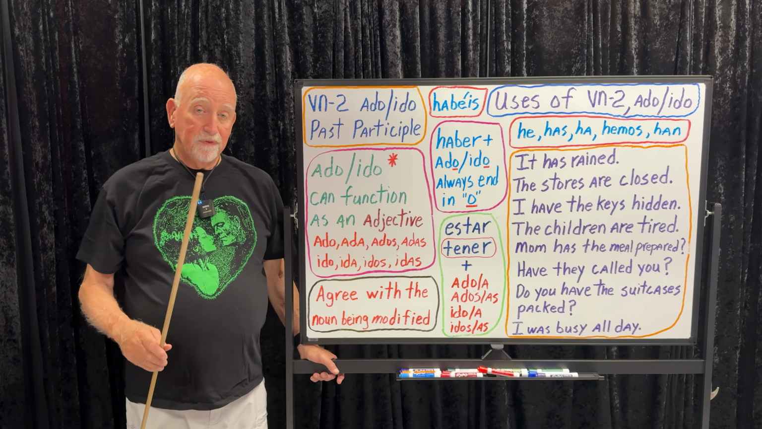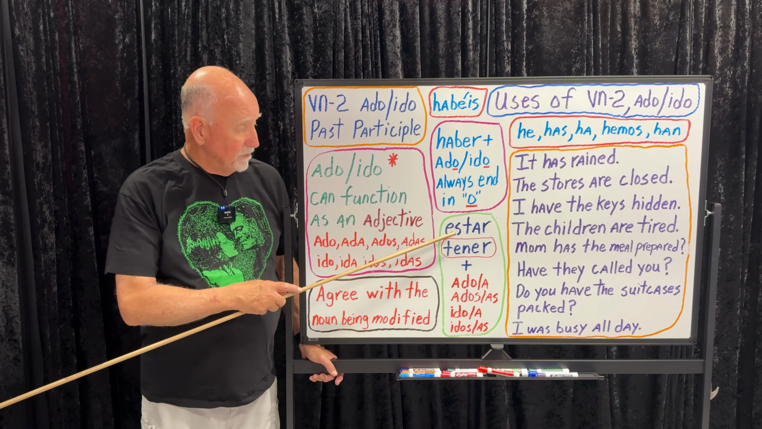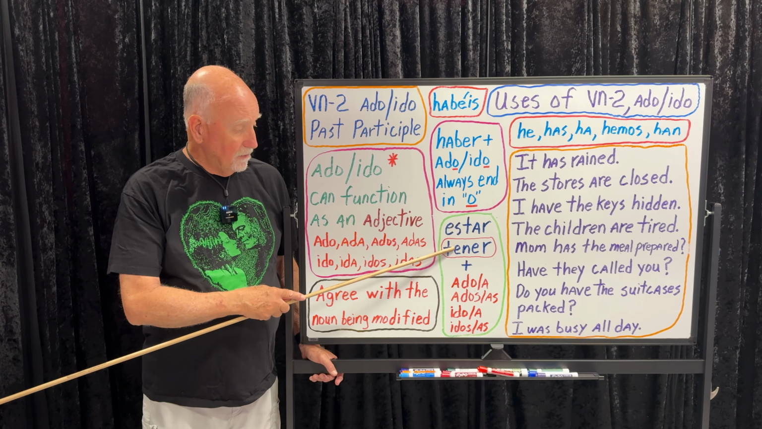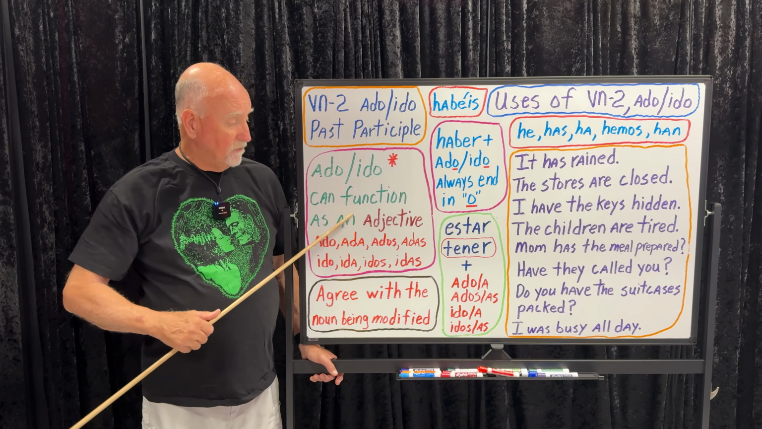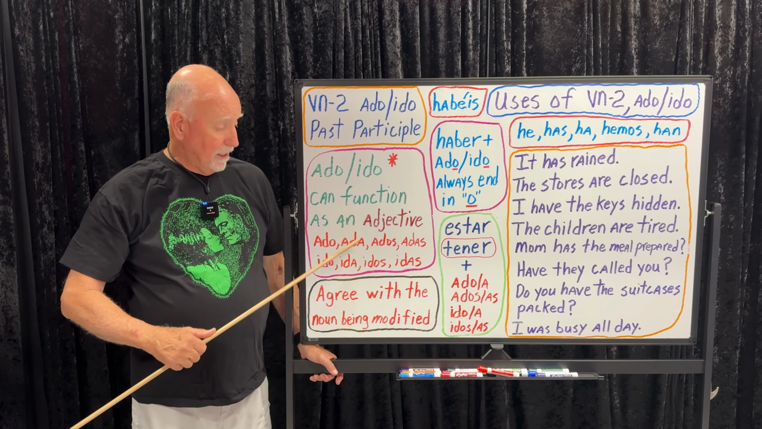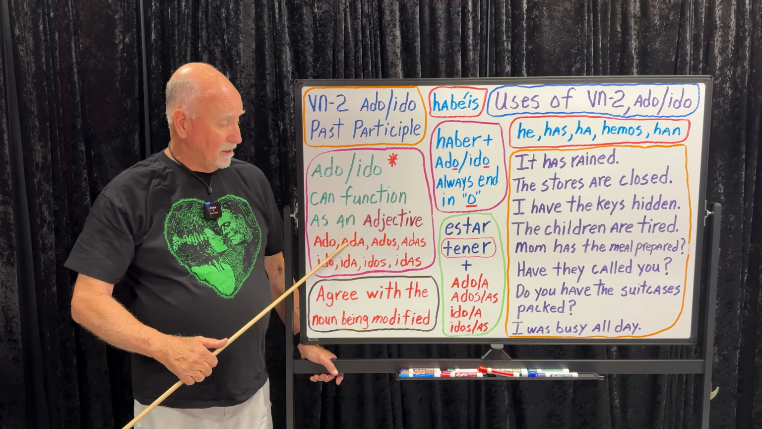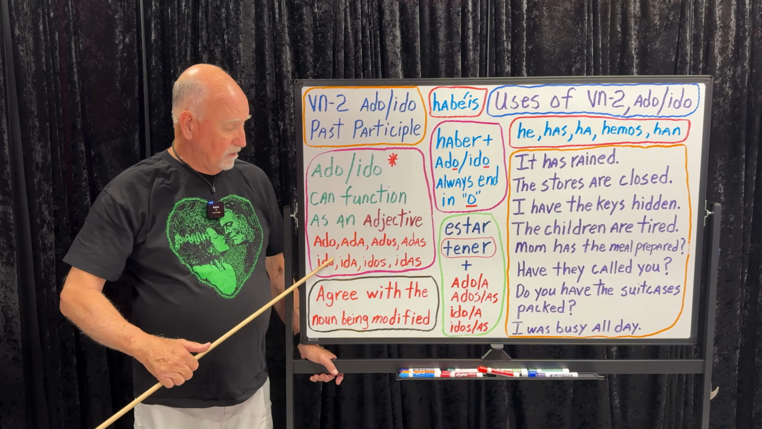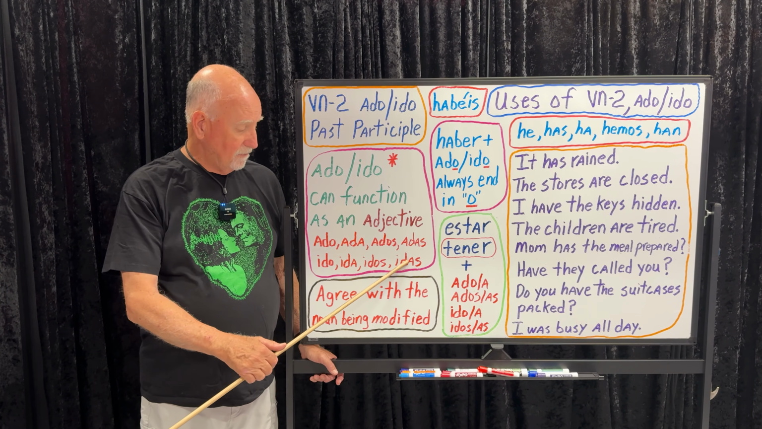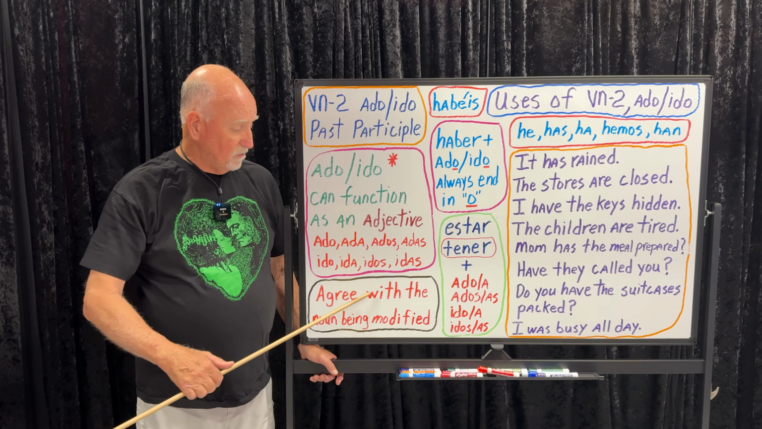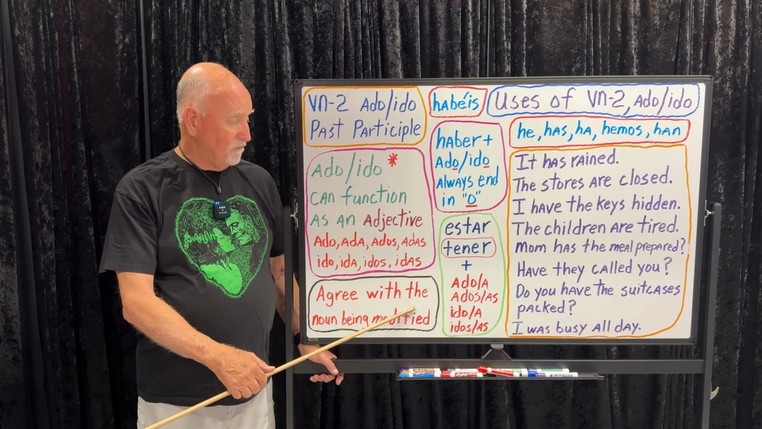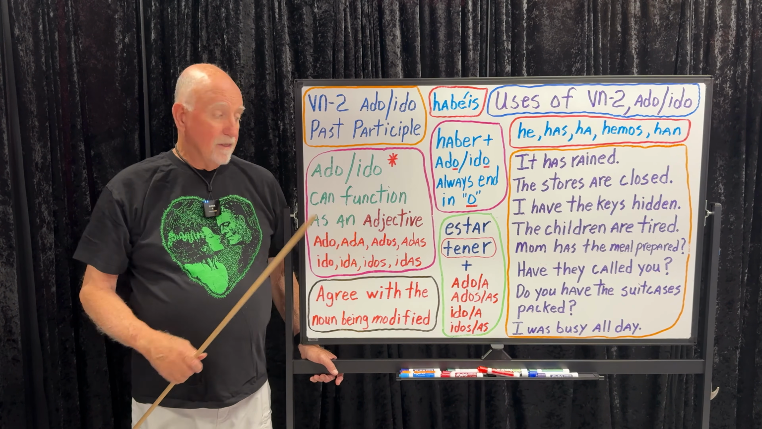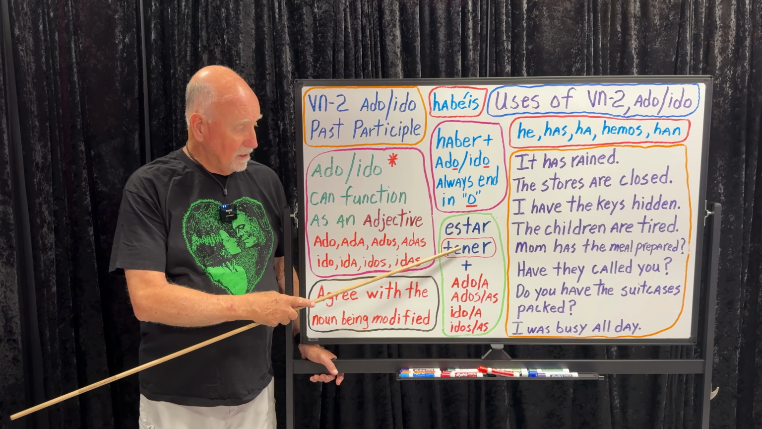So haber with the past participle, we know that the past participle always and only ends in the letter O. However, we're going to find out that with estar and tener, the past participle is going to function as an adjective. And it can end in ado, ada, ados, adas, ido, ida, idos, and idas. And it agrees with the noun that's being modified. That is with estar and tener.